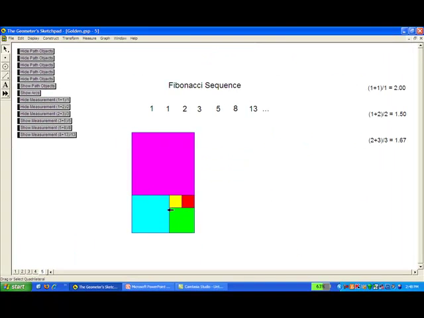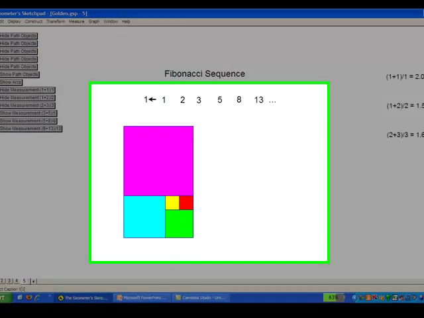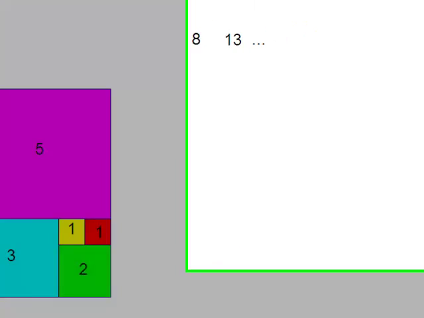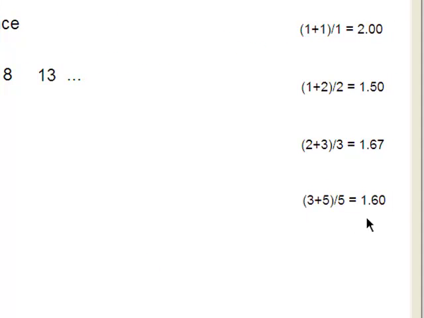Now we're going to continue with this process. We're going to add a 5 by 5 square. Okay, let's see what we have here. This is 1 by 1. This is 1 by 1. This is 2 by 2. This is 3 by 3. And this is 5 by 5. Now we're going to take the ratio of the long side by the short side, and we get 3 plus 5 over 5, which is 1.60.